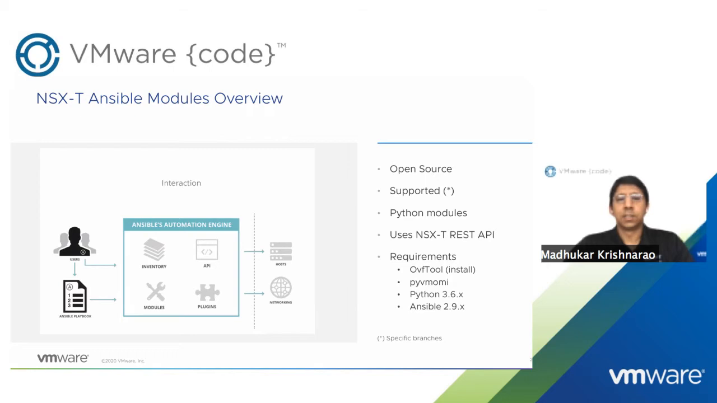Now, NSX-T is no different. So we do have Python modules and plugins for Ansible. It uses the NSX-T REST API underneath. So it's actually very straightforward and simple to follow through if you're looking at the code. And in terms of requirements, it's just like any other Ansible system. It requires Python and Ansible, of course, specific versions.